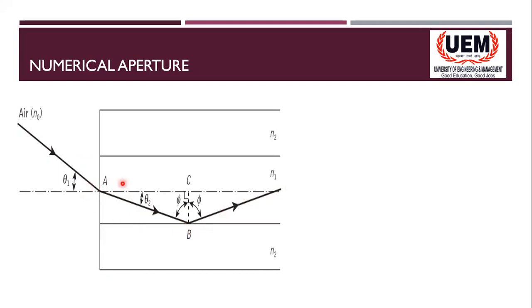Now from this diagram, or considering this triangle that we see here, which is formed by this light ray, so this triangle A, B, and C, we can calculate a formula of numerical aperture, which gives us the value of numerical aperture in terms of the refractive indexes of core and cladding.